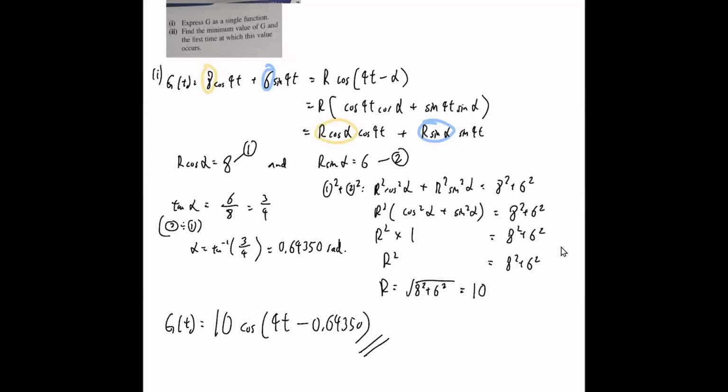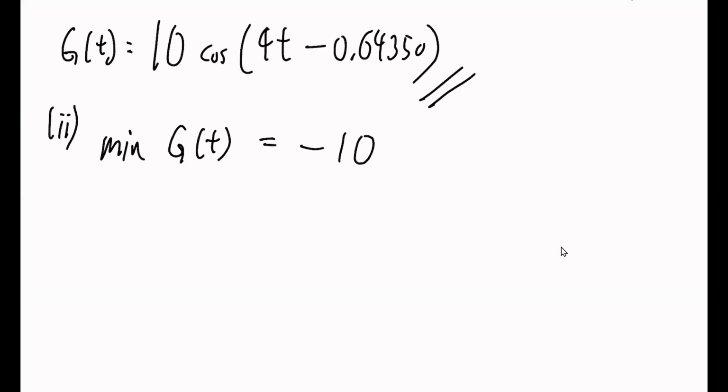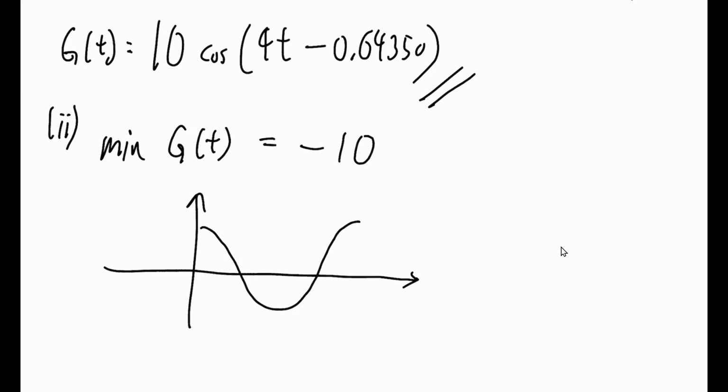Now for part 2, find the minimum value of g and the first time at which this value occurs. Minimum value and the first time when it occurs. So what's the minimum of g of t? Minus 10. Exactly, that's it. Then when does it first occur? Draw the graph. Won't it just be moved to the left? Yeah, exactly. So let's start off by drawing the y equals 10 cosine 4t graph.